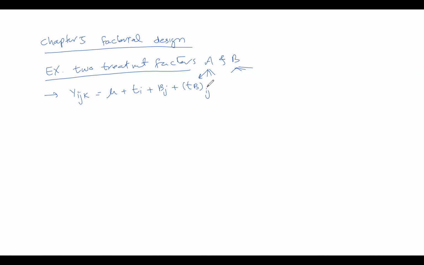This is our first time to include the interaction because we have enough degree of freedom to estimate the interaction and test the interaction also. Plus epsilon ijk. i is how many levels for the first treatment factor A? Maybe a levels. j is the number of levels of the second treatment factor, 1, 2, up to, let's say, b. k is number of replicates, maybe 1, 2, up to little n. This is a statistical model.